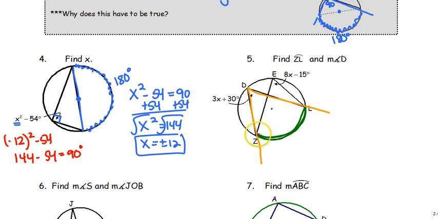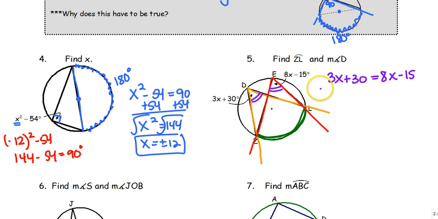So I'm going to say, okay, I have my intercepted arc of ZL. Are there any other angles that have that intercepted arc? Yep. I see that angle E has that same intercepted arc. What that means is that angle D and angle E are congruent. I have an expression for angle D, I have an expression for angle E. So I'm going to go ahead and set those two things equal because the angles have the same measure.